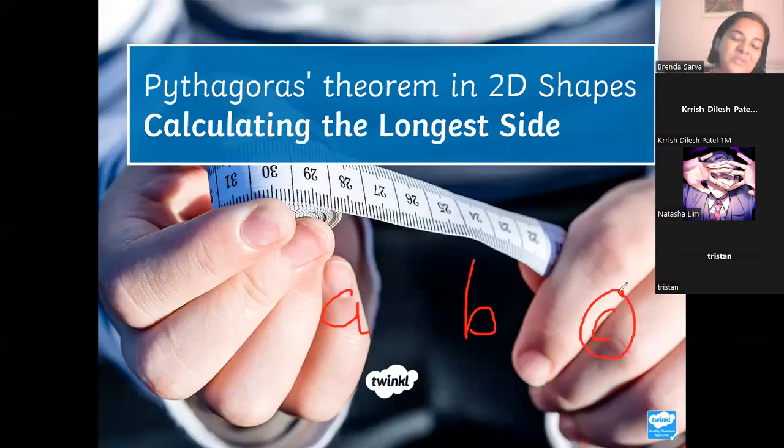C. Okay, and do you know there is a special name for it? The C has a special name because it is the longest side. You don't call it seaside. It's not the beach, okay? It's the hypotenuse. That's the name for it. So let's look at it.